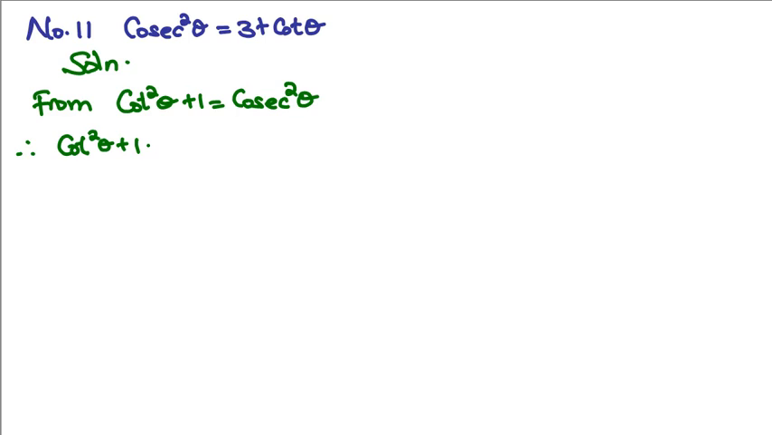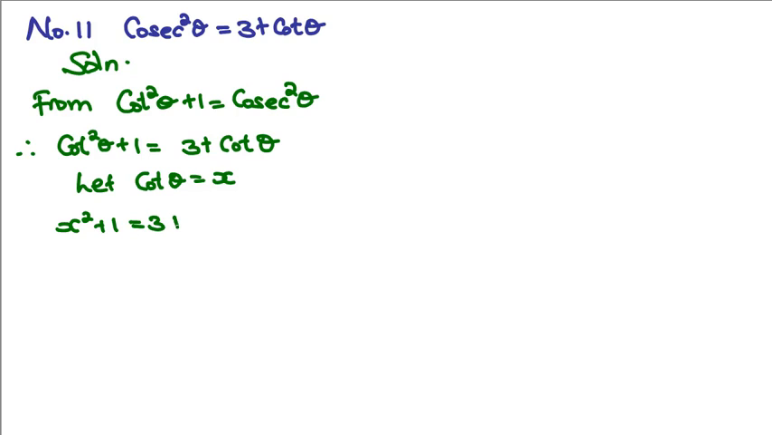it was the first one where we divided through by sine squared theta using the first trig identity. So you realize that cosec squared theta is equals to cot squared theta plus 1. And when you substitute that into our equation, you obtain cot squared theta plus 1 is equals to 3 plus cot theta. So when we let cot theta equal to x, you'll obtain a quadratic equation in terms of x, which is x squared minus x minus 2 is equal to 0.